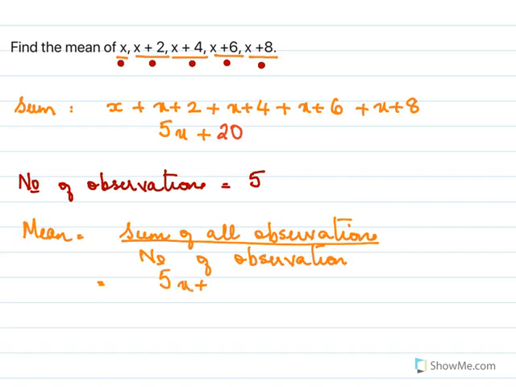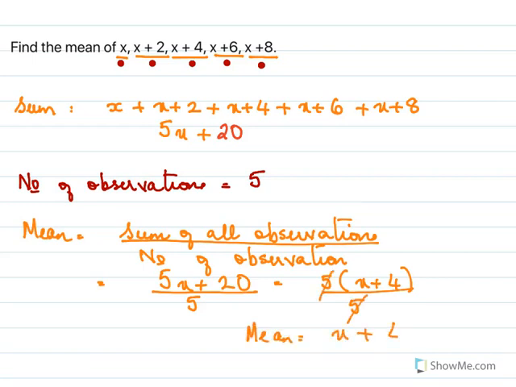So sum is 5x plus 20, number of observations is 5. We take 5 common out here, so you get (x plus 4) over 5. You cancel this out, so your mean is equal to x plus 4.